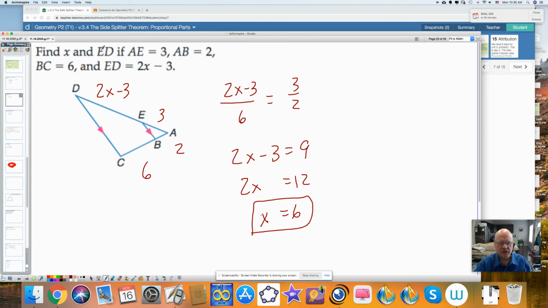If the question said find ED, I would have to substitute this back in here. 2 times 6 minus 3 is equal to 9, is equal to ED.